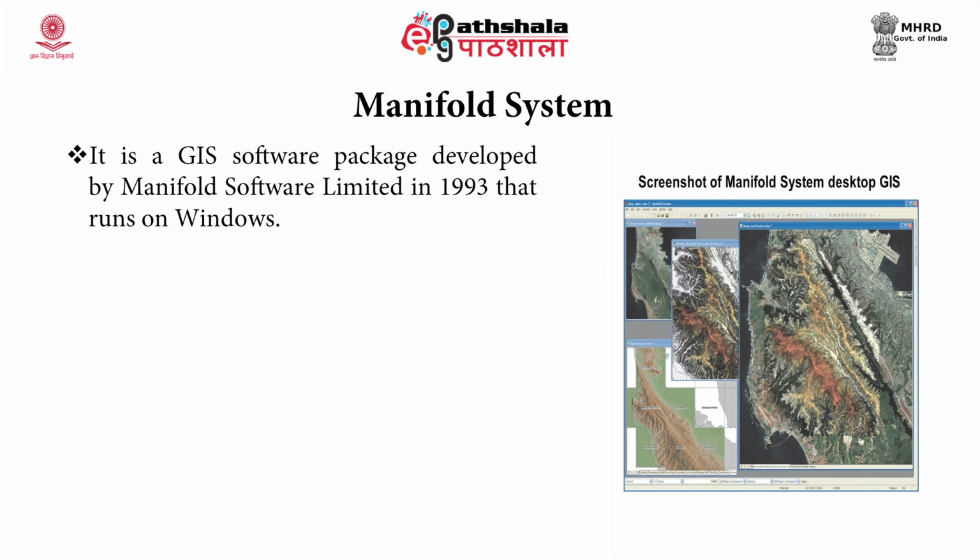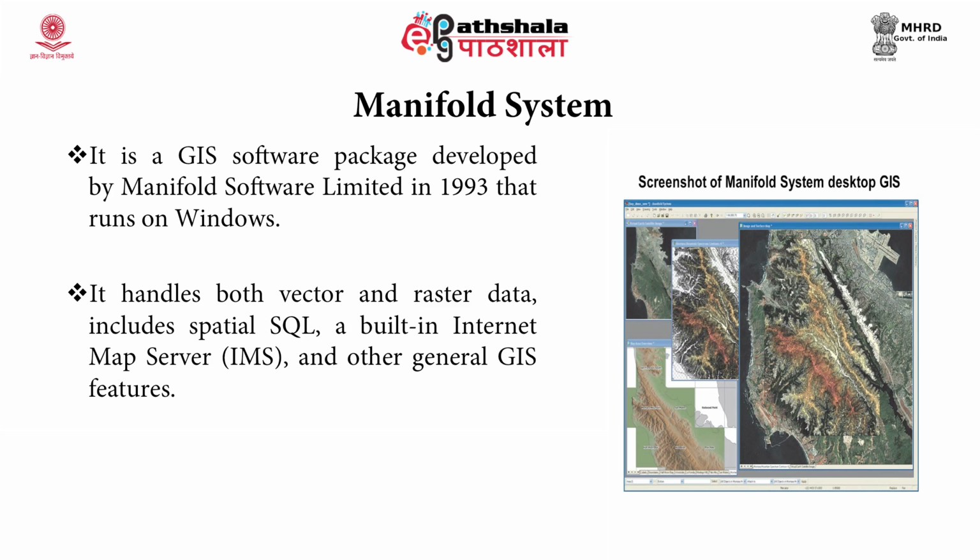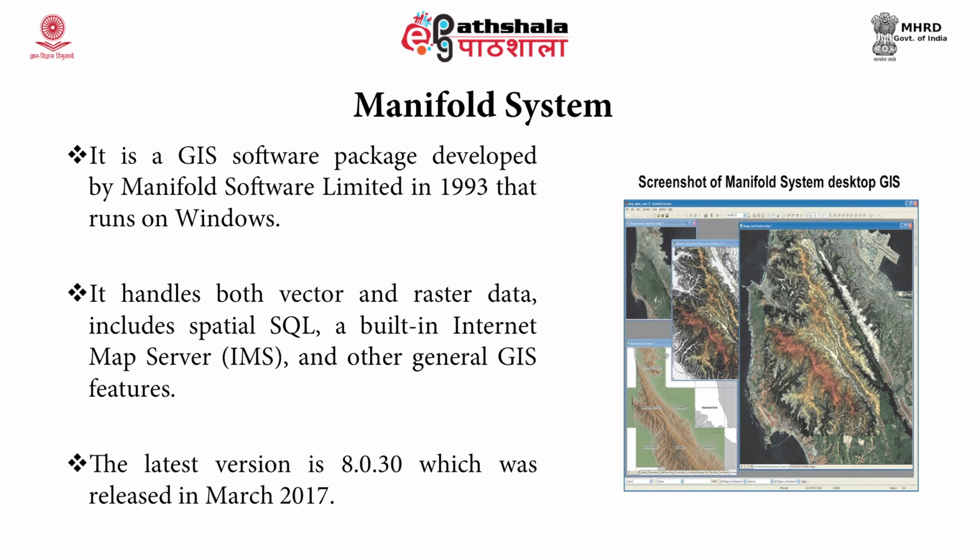Another GIS software package is Manifold System that is developed by Manifold Software Limited in 1993 and runs on Windows operating system. It handles both vector and raster data. It includes Spatial SQL, a built-in internet map server, and other general GIS features. Its latest version is 8.0.30, which was released in March 2017.